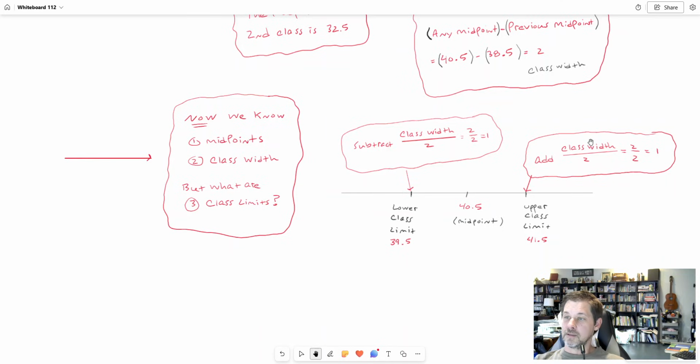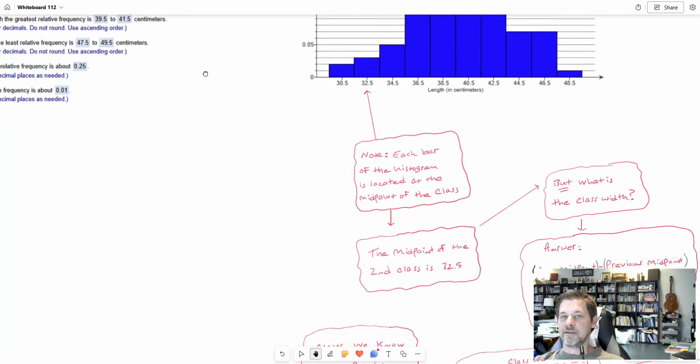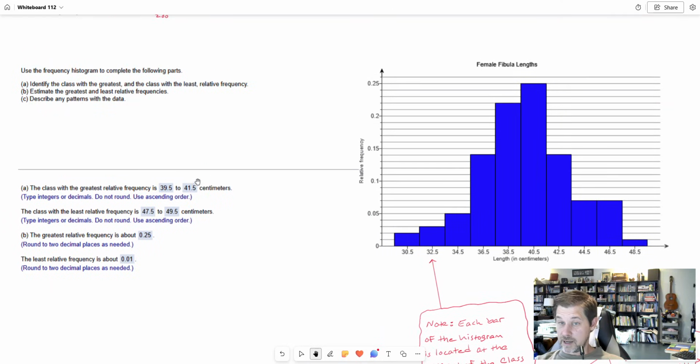So if I jump from 40.5 up by 1, I get 41.5. If I jump down from 40.5 by 1, let's see, 40.5 minus 1, that's 39.5. That's my lower class limit. That's how you figure it out. That's how we can start with the midpoints, find the class width, and then find the upper class limit and the lower class limit, which is where those bars on that graph begin and end, which is what the question's asking us for.